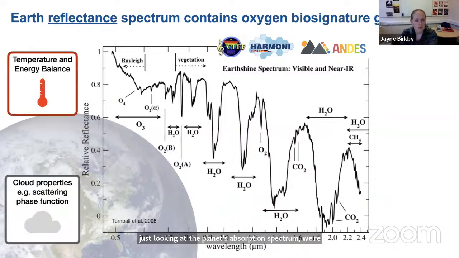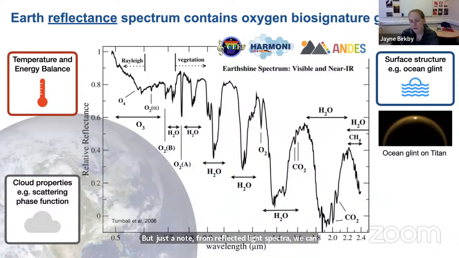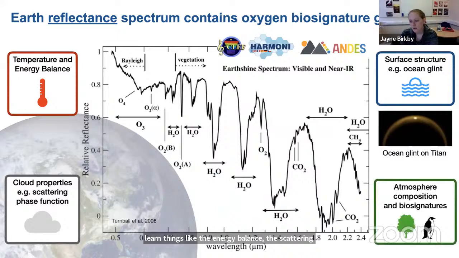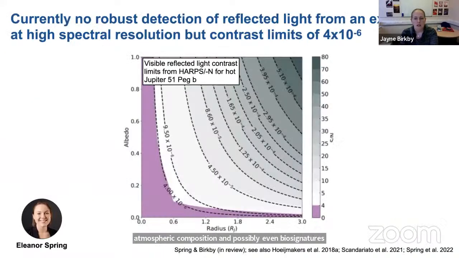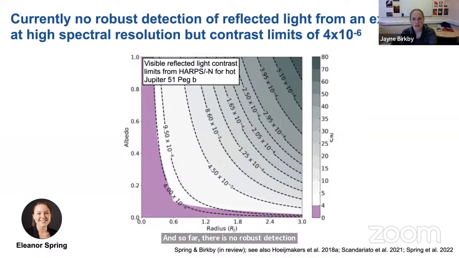But just to note, from reflected light spectra, we can learn things like the energy balance, the scattering properties, possibly even surface structure from glints off of oceans. And we also learn about the atmospheric composition and possibly even biosignatures. And I've noted lots of these for the Earthshine spectrum of Earth. So far, there is no robust detection of reflected light with high spectral resolution, but we can get down to contrast limits of about 10 to the minus 6 for looking at hot Jupiters.